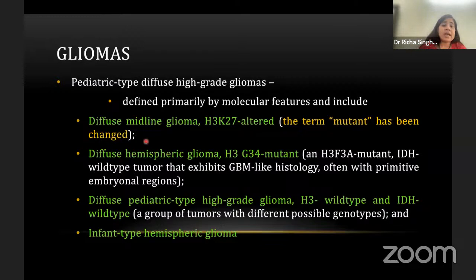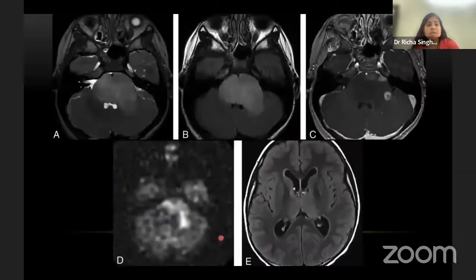Then there is diffuse hemispheric glioma, H3 G34 mutant. Then there is a pediatric high-grade glioma, which is wild type for both histone and IDH mutations. Then there is infant type hemispheric glioma. So let's see these tumors one by one. This is a typical midline glioma.